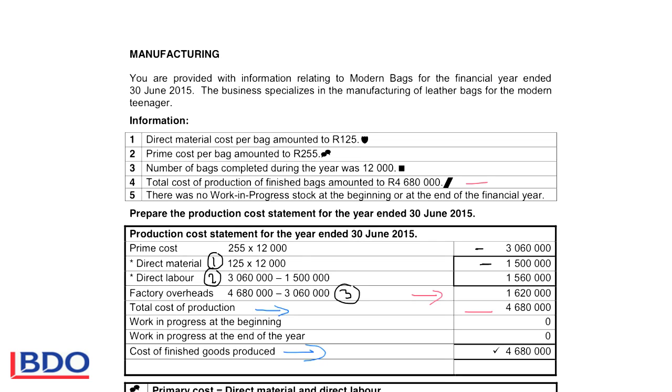So it is very important that when they give you a figure, that you determine whether it's the total cost of production that was given, or whether it was the cost of finished goods produced. Because in this case, the two figures are the same, but it won't be like that in every exercise.